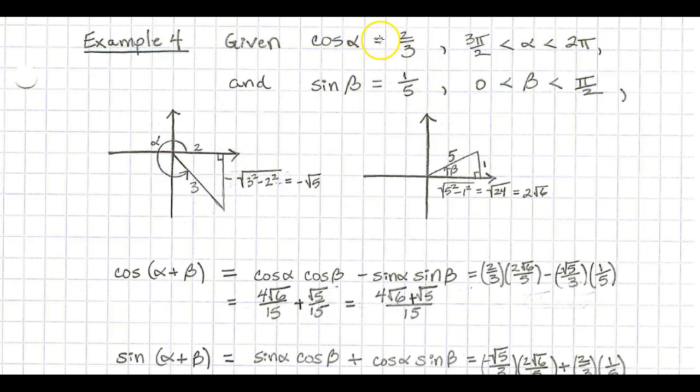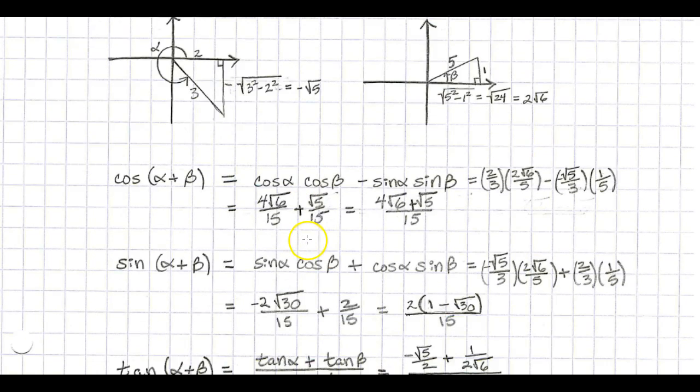You know the cosine of alpha is 2/3, which is adjacent over hypotenuse. That means I can figure out the opposite side from the reference angle by using the Pythagorean theorem and recognizing that it's negative. So negative square root of 5. Then I need the sine of beta is 1/5, where beta is between 0 and pi over 2, which means the first quadrant. So 1/5, opposite over hypotenuse. I can figure out the adjacent side from the Pythagorean theorem. It comes out to be square root of 24 or 2√6.